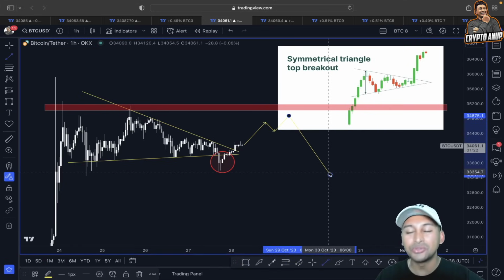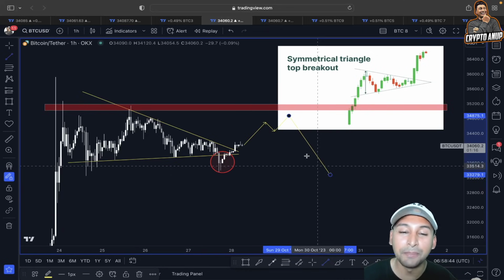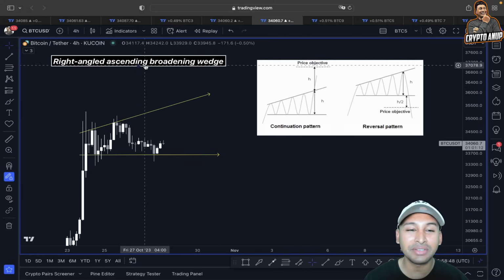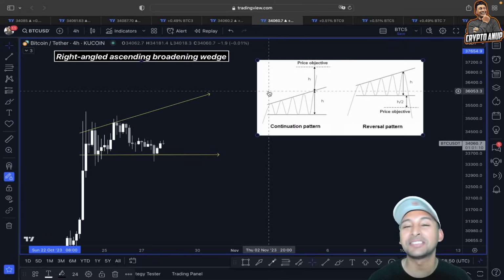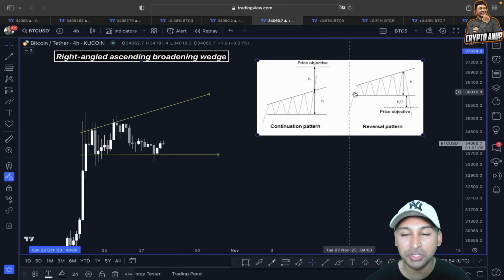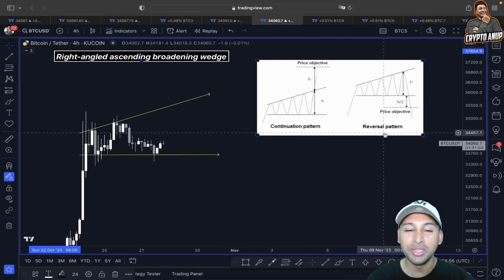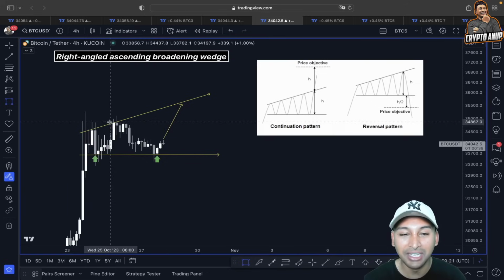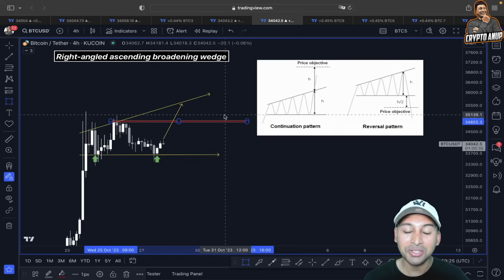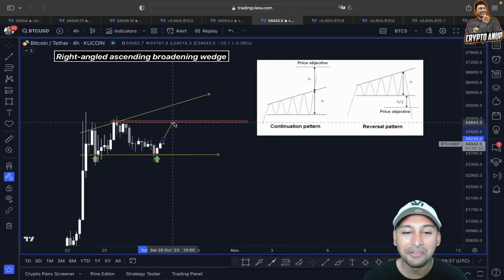Price coming back to the support you have above 30,000 first, and only after that starting the new impulsive movement. Because you can see, if you look at this in a 4-hour time frame, this is a right angle ascending broadening wedge. One is a continuation pattern, a bullish continuation pattern. Another one is a reversal pattern. So in our case, unless we break above the 35,000 range, this could be faking out as well.